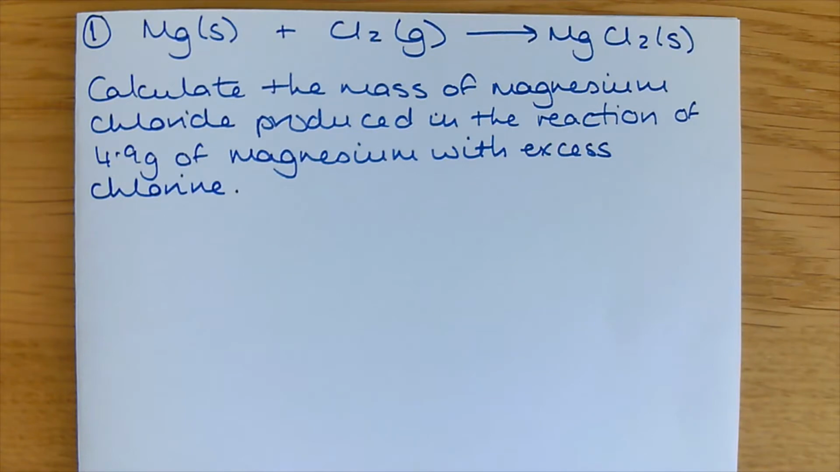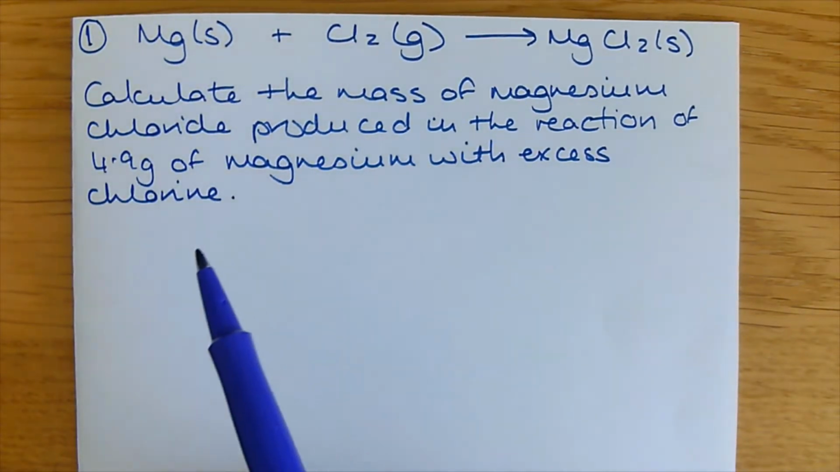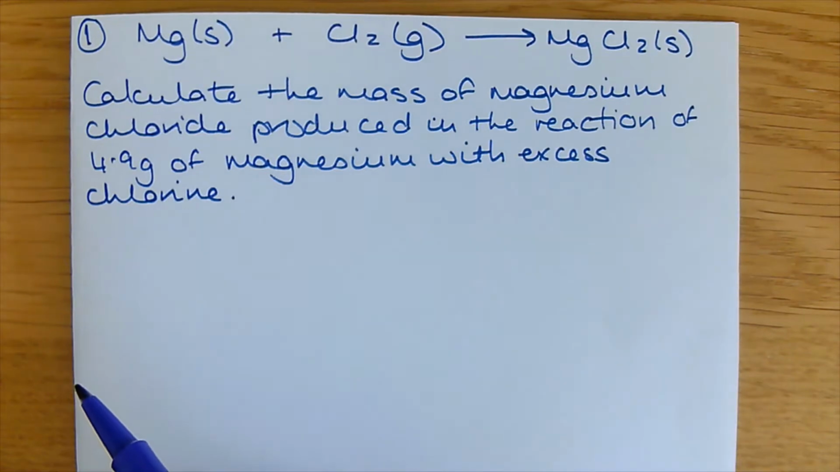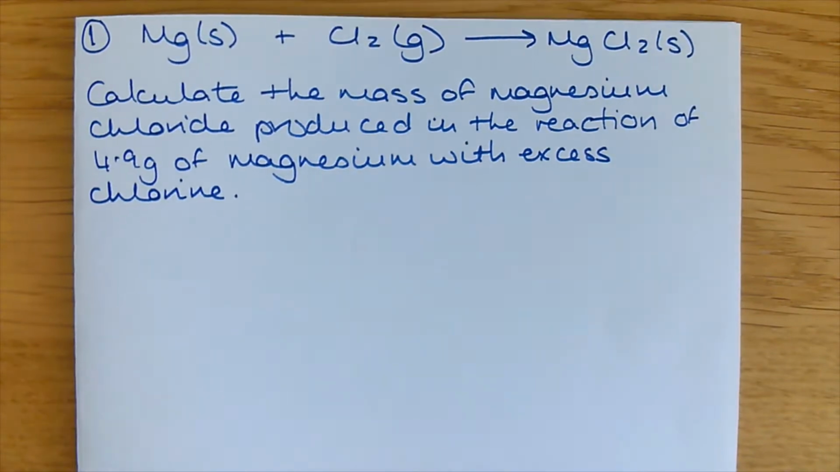Today we are going to work through some calculations from equations. For question 1, calculate the mass of magnesium chloride produced in the reaction of 4.9 grams of magnesium with excess chlorine. So the first thing to do is have a think about what steps you need to complete these questions.